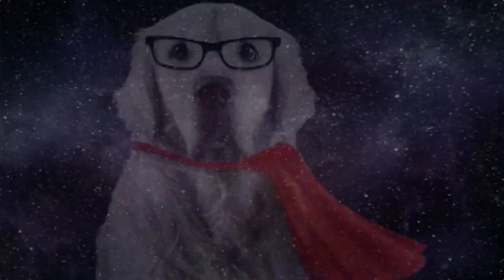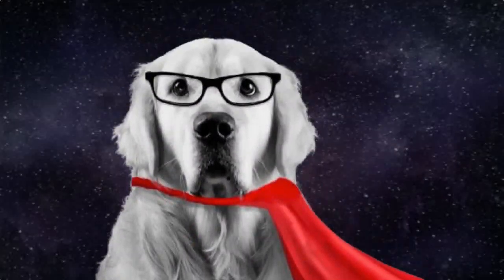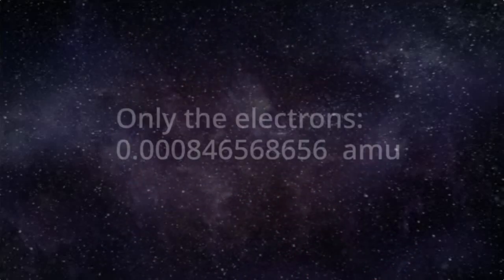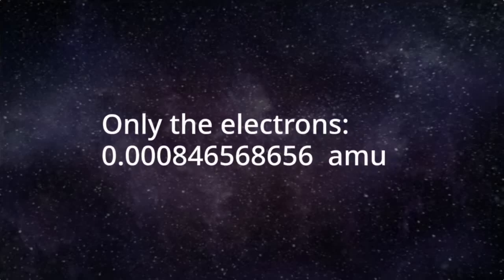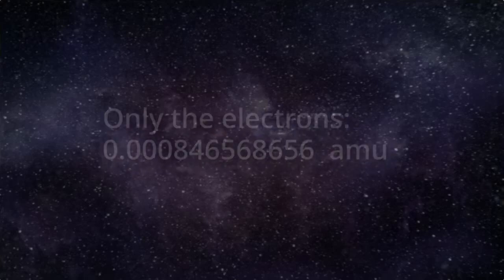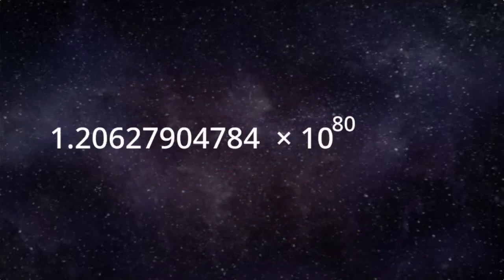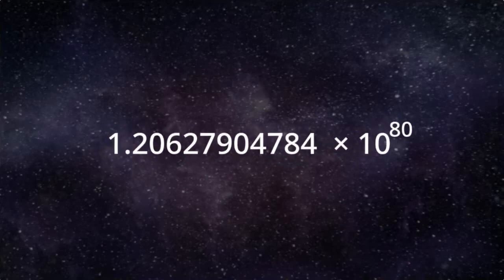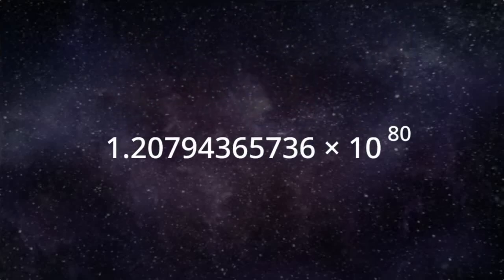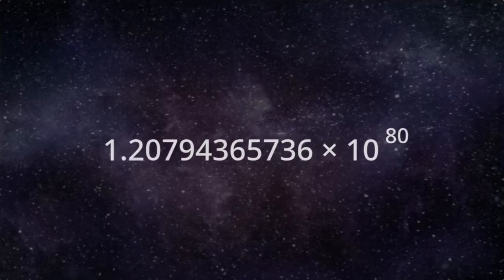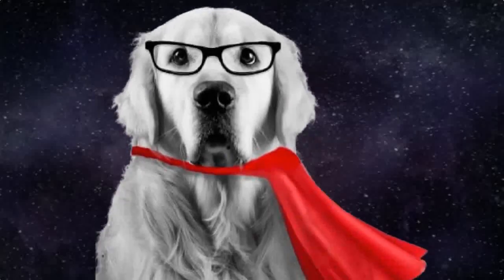So, we can calculate that the average mass of any given atom is 2.43432227 m, and the average mass of just the electrons of an atom is 0.000846568656 m. So, we can now calculate that there are 1.20627904784 times 10 to the 80th protons and 1.20794365736 times 10 to the 80th neutrons. And we also know that the number of electrons is the same as the protons.